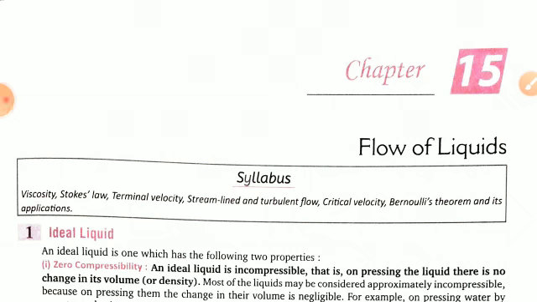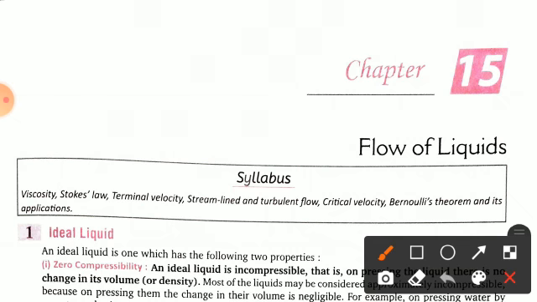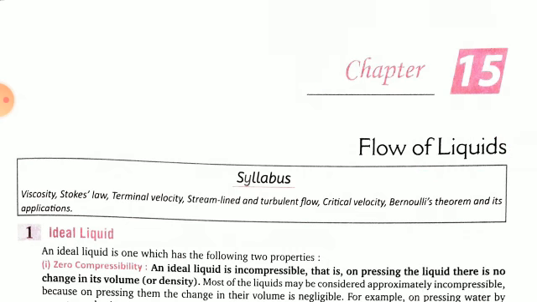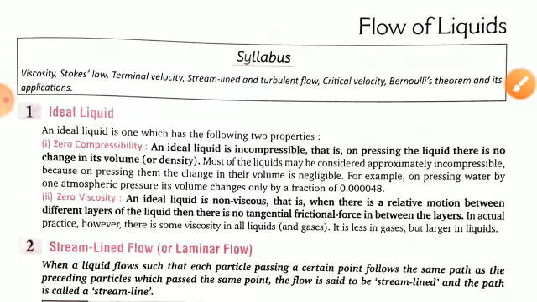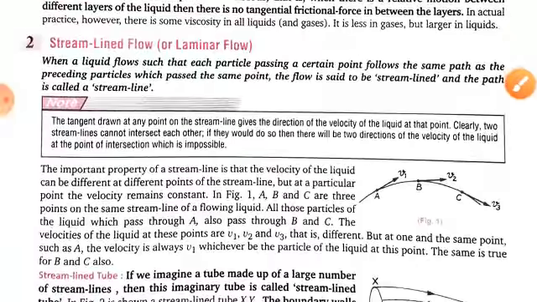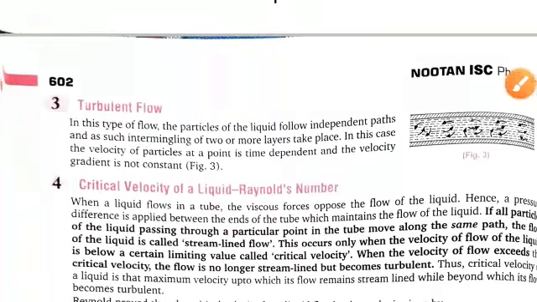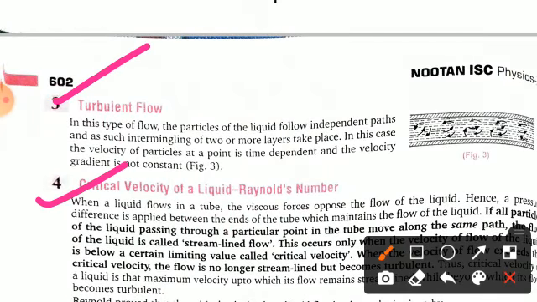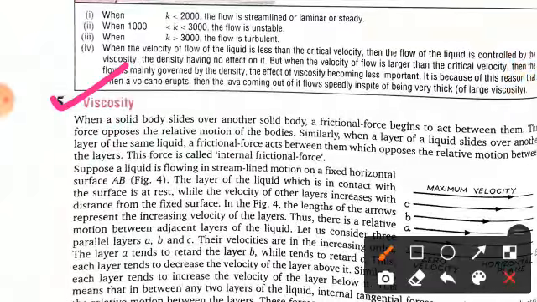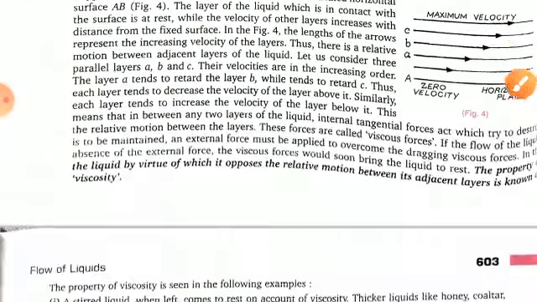In physics, I'm going to take your chapter number 15, which is your flow of liquids. As you know very well, in our previous lecture, we had covered most of its topics. We had covered ideal liquids, then the streamline flow or laminar flow, turbulent flow, critical velocity, or you can say the Reynolds number. Then we had discussed viscosity also in our lecture number 1.